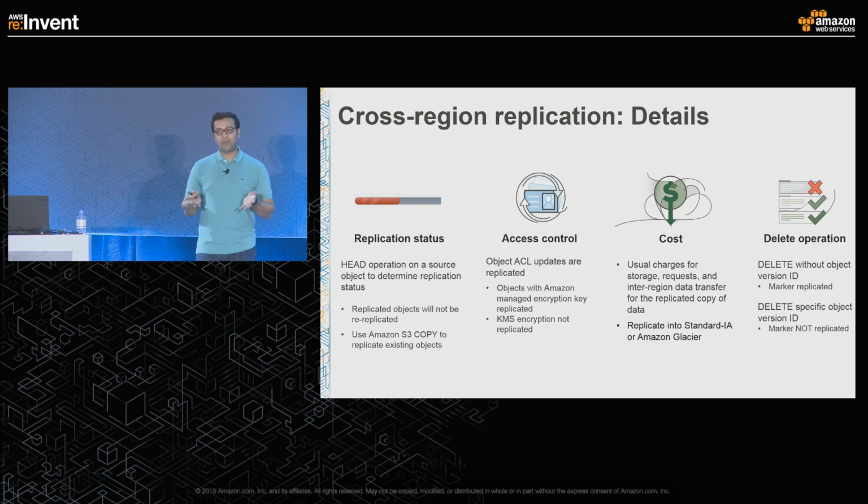Now, one of the requirements we have on cross-region replication is that you have to turn on versioning both on the source and destination bucket. And we'll talk more about what the benefit of doing that is in just a second here. But when you do have versioning enabled on your bucket, there's two ways you can remove objects.